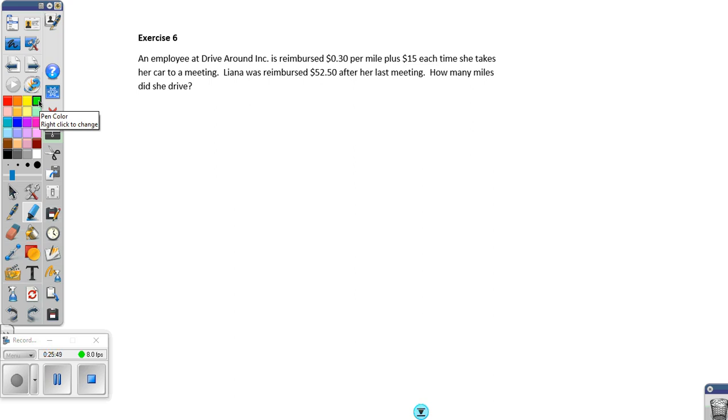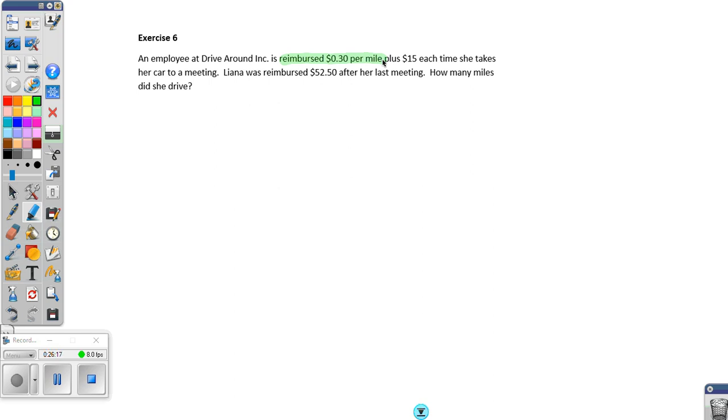Welcome back. For exercise 6, it says an employee at Drive Around Incorporated is reimbursed. The word reimbursed means they've paid for something and they get that money back. In this case, it sounds like this employee paid for the car himself, but the company said, hey, we will pay you back. Whatever you spent, we're going to give you that money back.